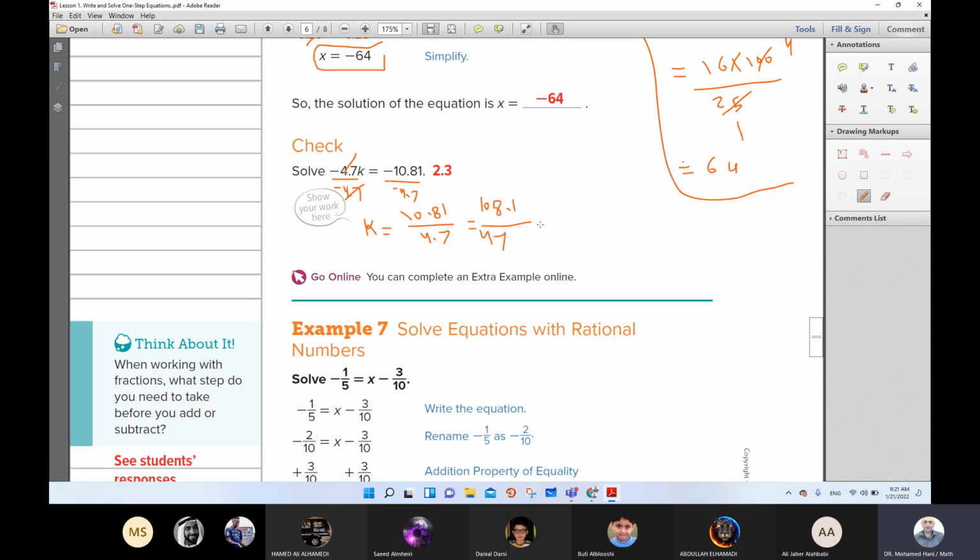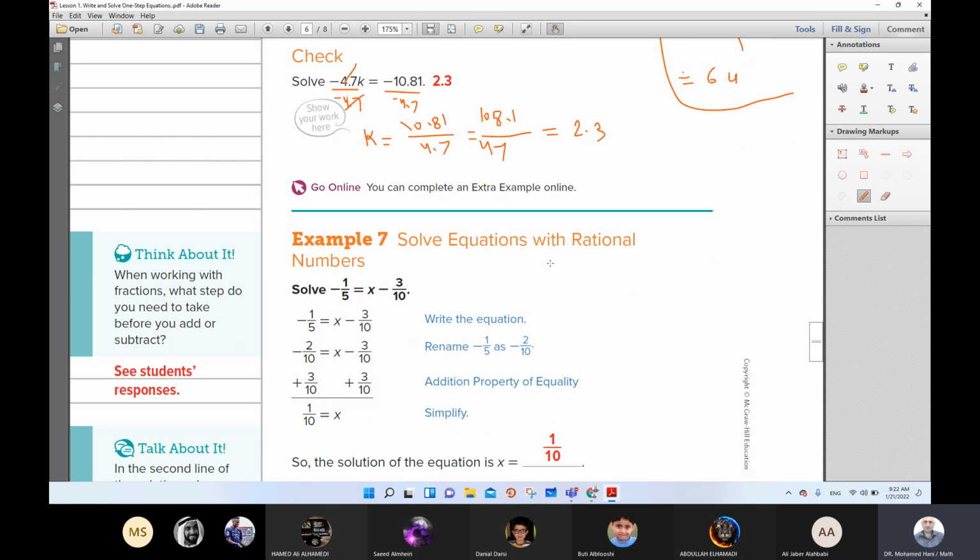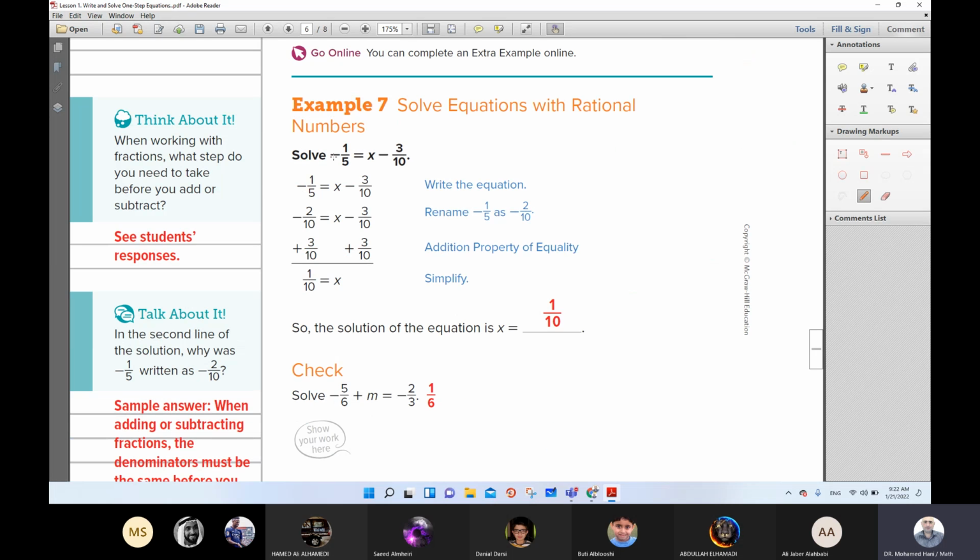Then you can do long division between them, you will get 2.3. This is the solution of this equation. Solve equation with rational numbers. As you see in this equation, we have to solve negative 1 over 5 equal x minus 3 over 10.